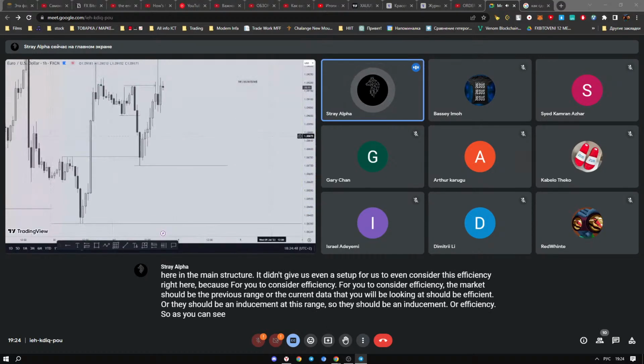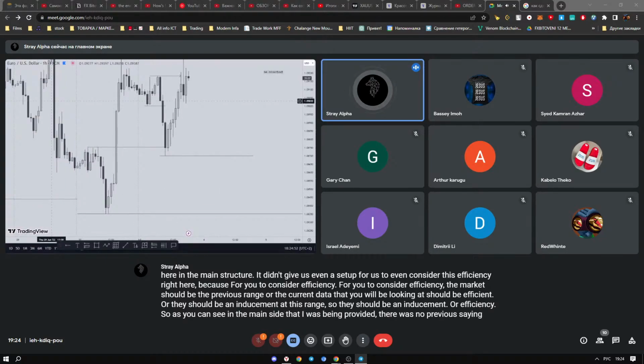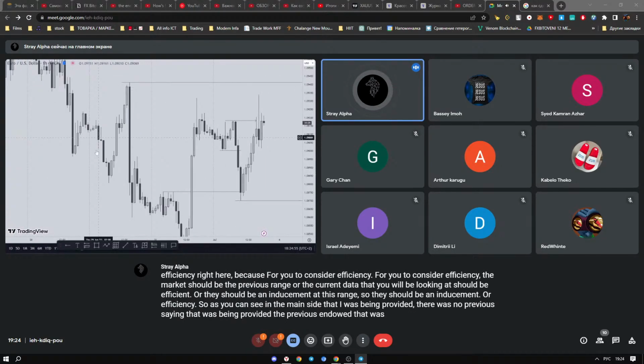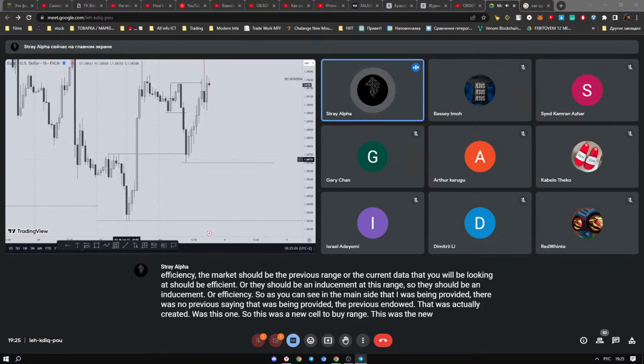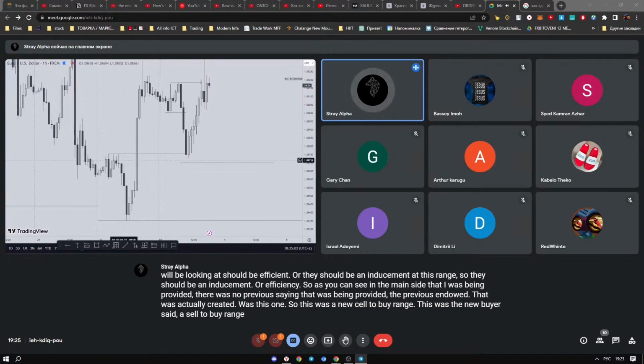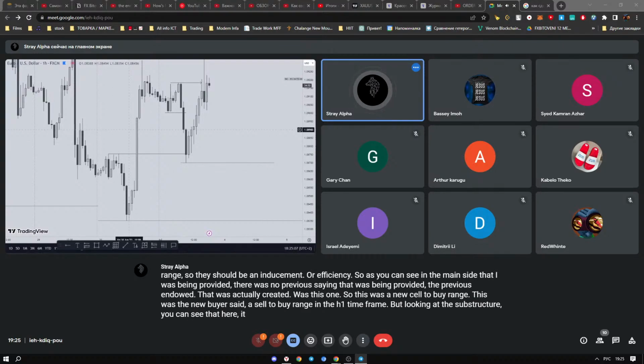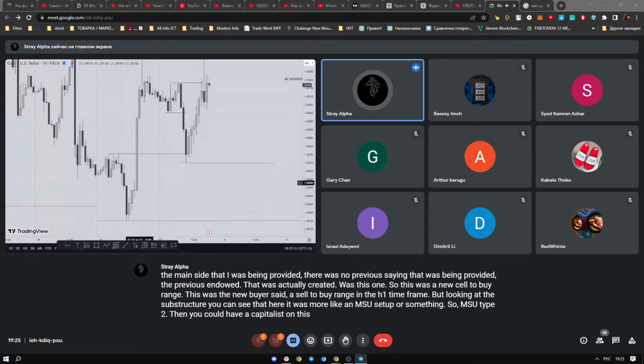So as you can see in the main structure that was being provided, there was no previous range that was being provided. The previous range that was actually created was this one. So this was a new sell to buy range, the new buy to sell to buy range in the H1 time frame. But looking at this substructure, you can see that here it was more like an MSU setup or something. So MSU type 2, then you could have capitalized on these opportunities for you to take this buy.